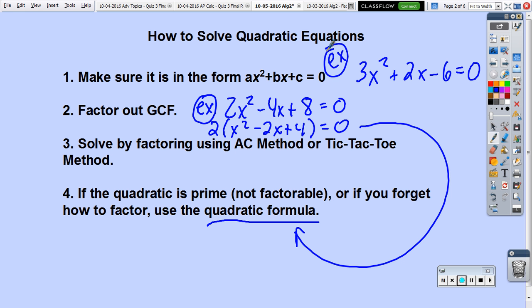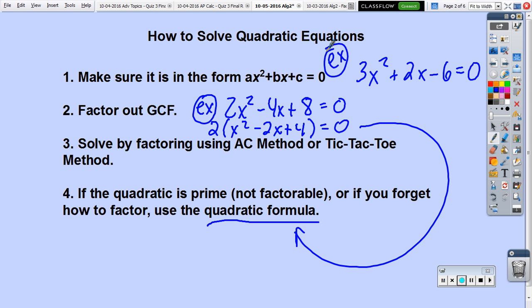What does GCF stand for, Don? Beautiful. Greatest common factor. Example here, 2x squared minus 4x plus 8 equals 0. The greatest common factor, what's the greatest factor they all three have in common? Is a 2. They all have a 2 in common. Factor that out, you would be left with x squared minus 2x plus 4 equals 0.